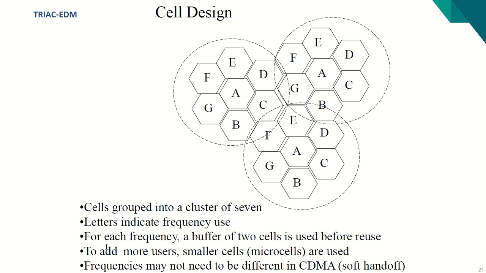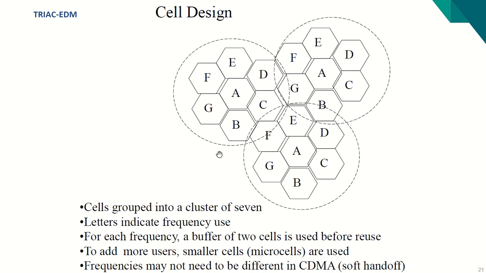For each frequency, about 2 cells are used before reuse. So it's reused by the same data. To add more users, smaller cells are used.